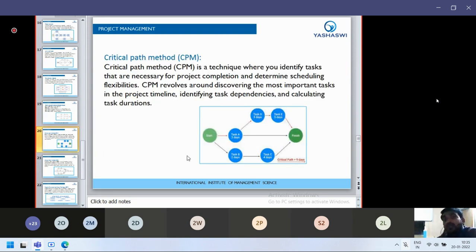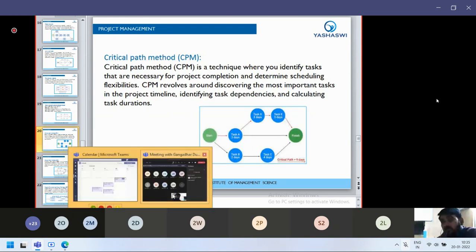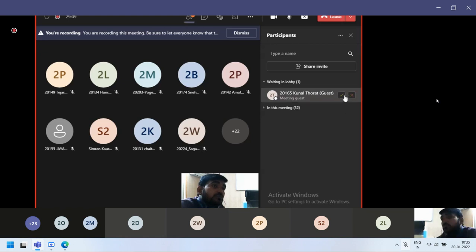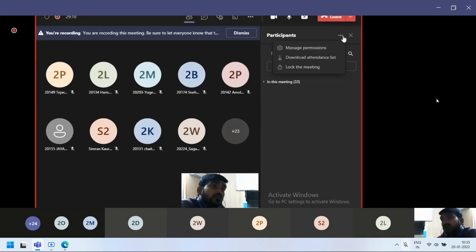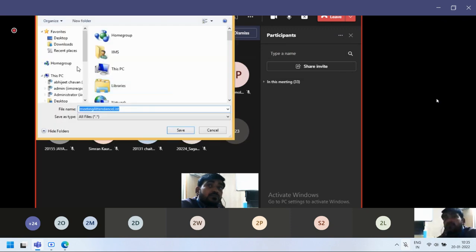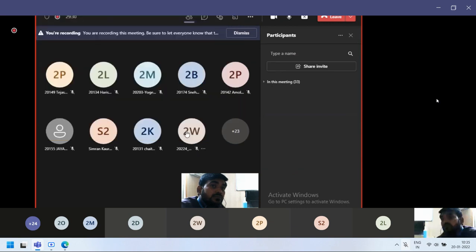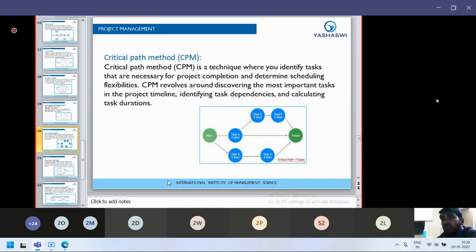What is meant by critical path method? Just read anyone. What is meant by critical path method? Yes, Yogesh. Yes, Sagar, just read, critical path method means what? Yes, sir, please read.